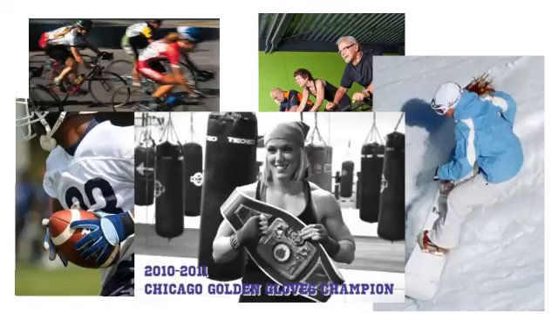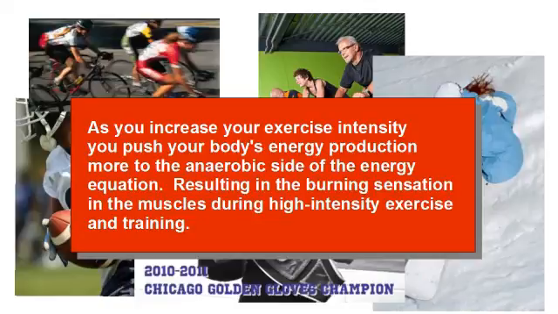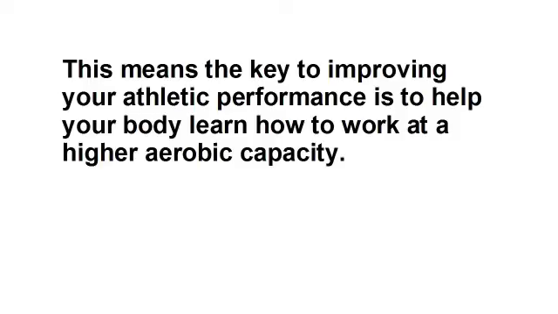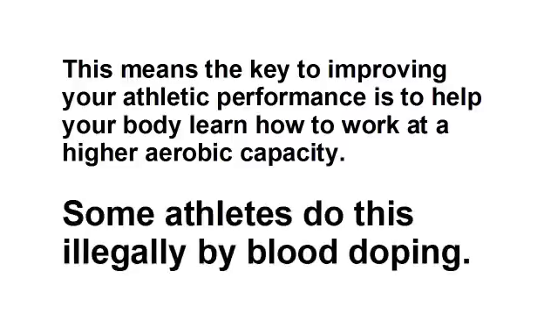Every athletic activity is some combination of anaerobic and aerobic respiration. As you increase your exercise intensity, you push your body's energy production more to the anaerobic side of the energy equation, resulting in the burning sensation in the muscles during high-intensity exercise and training. This means the key to improving your athletic performance is to help your body learn how to work at a higher aerobic capacity. Some athletes do this illegally by blood doping.